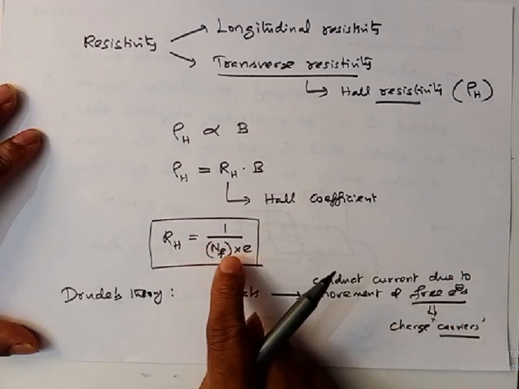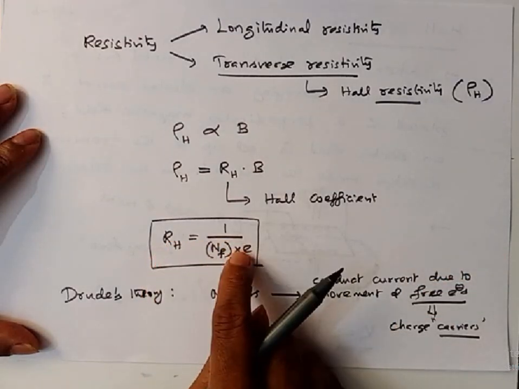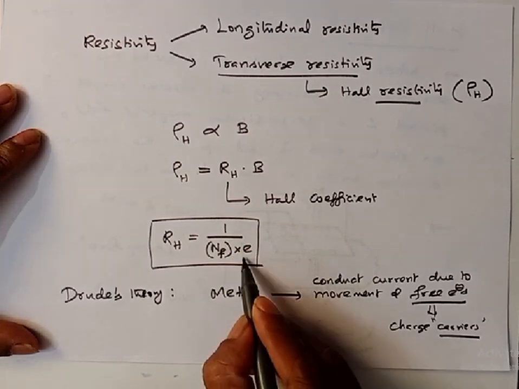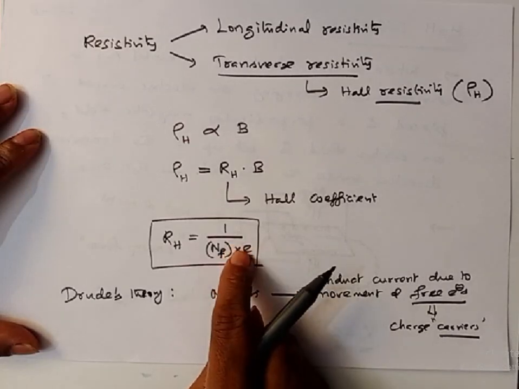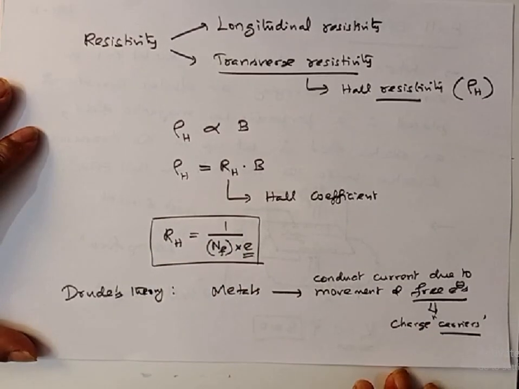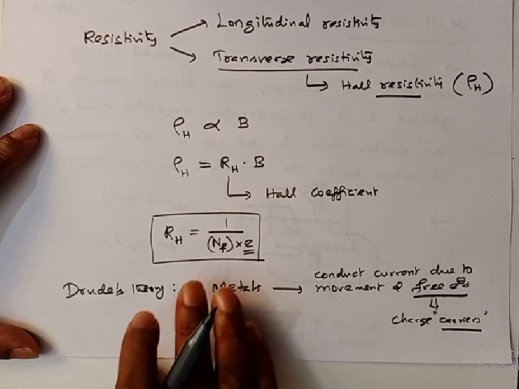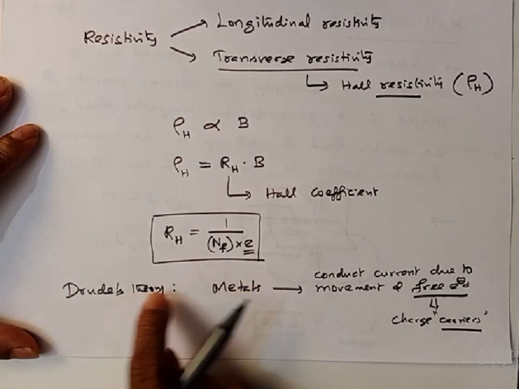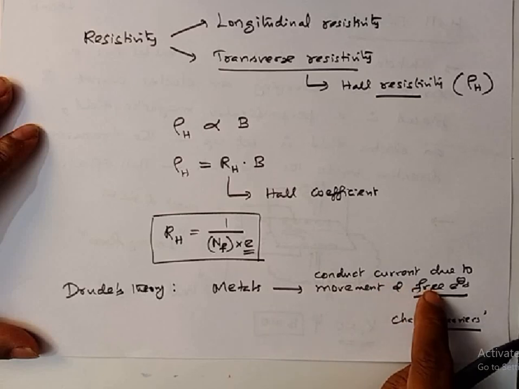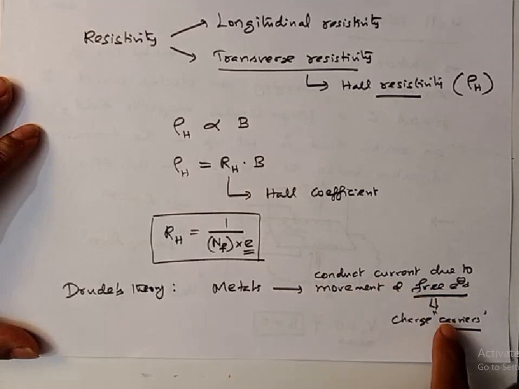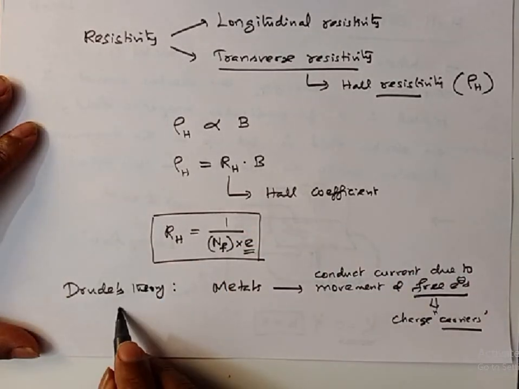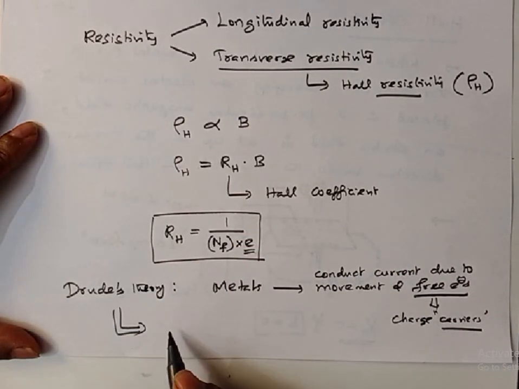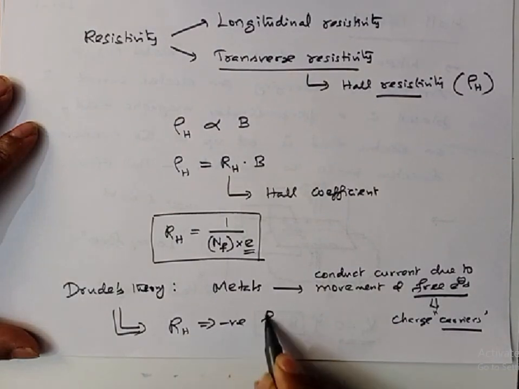The sign of the Hall coefficient depends on the charge carrier. If the charge carrier carries negative charge, the Hall coefficient is negative. If the charge carrier has positive charge, the Hall coefficient is also positive. In metals, Drude said the conduction is due to free electrons, and electrons carry negative charge. Therefore, the Hall coefficient should be negative for metals. This is the conclusion we get from Drude theory.